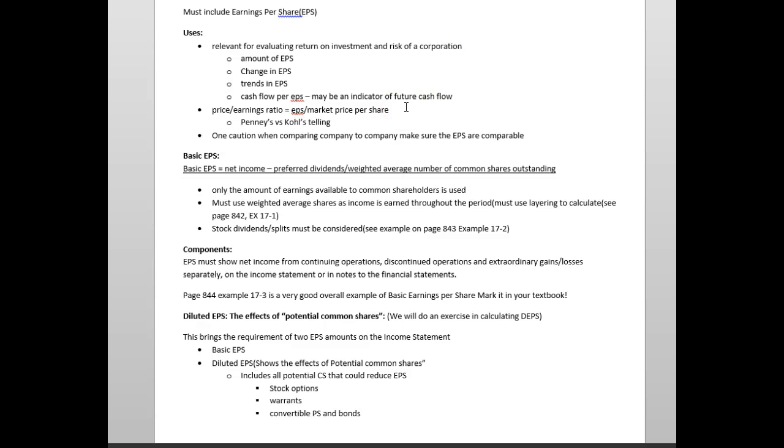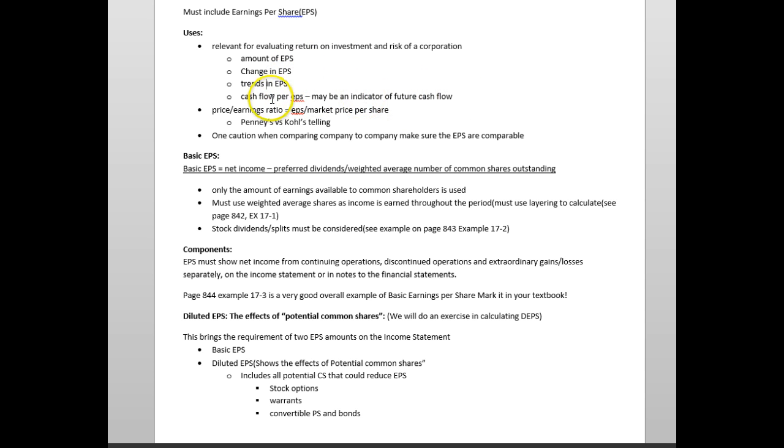So what do we look at? What do we need to do to put this together? Well, first of all, we have to reveal the amount of the EPS, just what its ratio is. We look at the change in the EPS from year to year, and then we look at the trends. Is it continually going up? Is it going down? Is there a seasonal tick to it? So we'll look at those three areas.